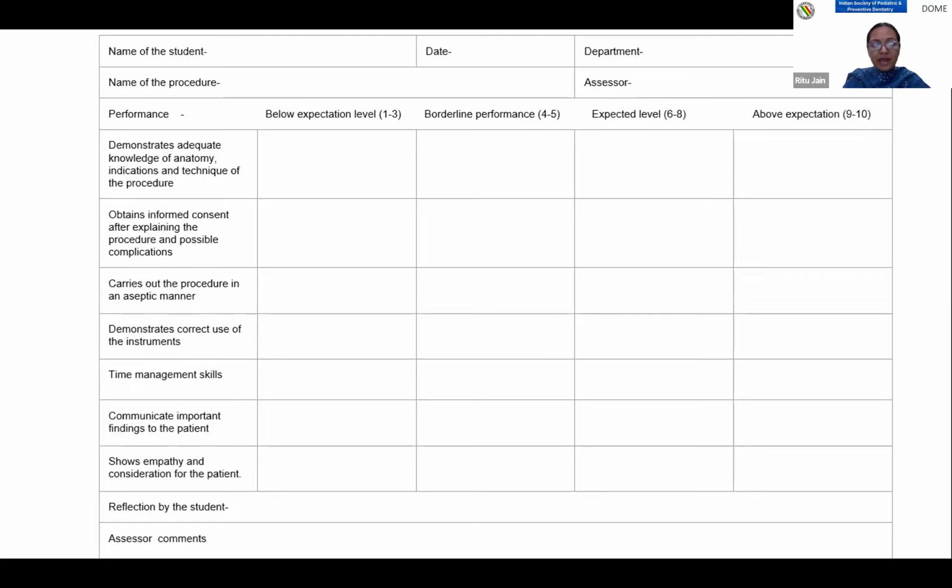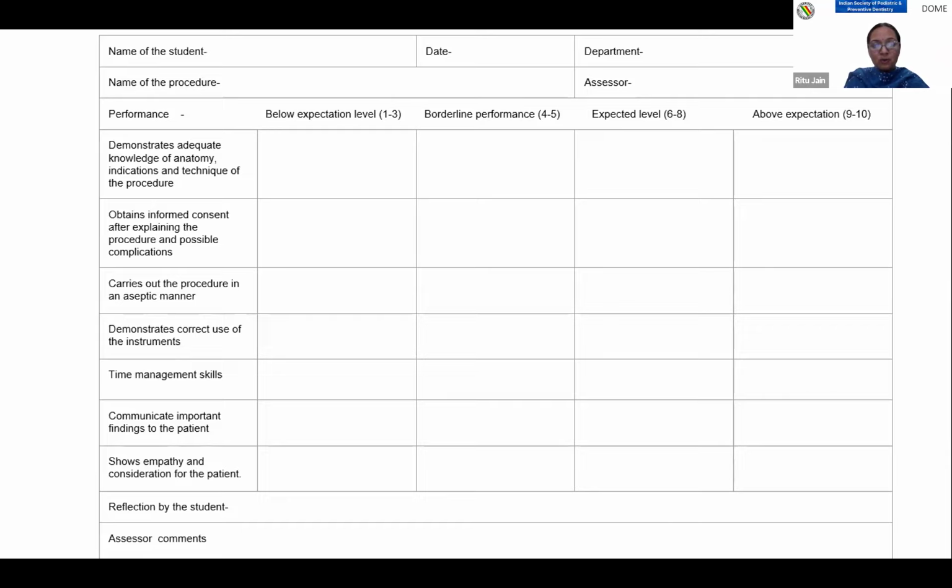So if you see at the end of the table, there is a column for reflection by the student. So while the student is working on a patient, the faculty fills the upper columns according to his performance. But at the time of giving feedback, we always ask the student to first reflect on his performance. So the student puts down his reflections in the reflection column, and then the assessor discusses with the student how he or she thinks his performance was. And there is a space for the assessor comments.